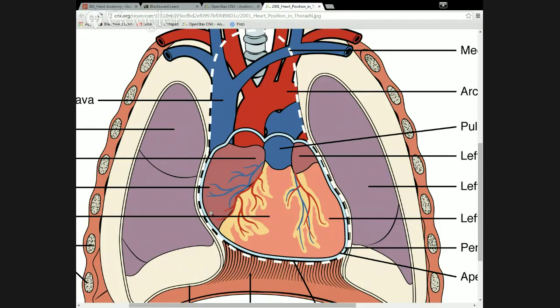That space in between, in regards to the heart, is the pericardial sac. It's filled with a fluid. The point of it is when your heart's beating, the fluid acts as a lubricant so that the heart isn't rubbing up against the surrounding organs and creating problems.